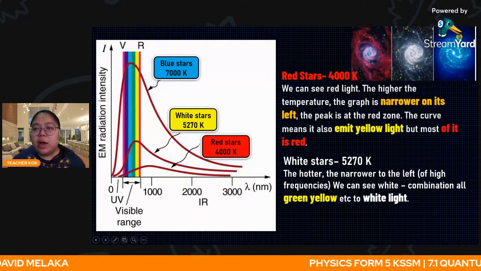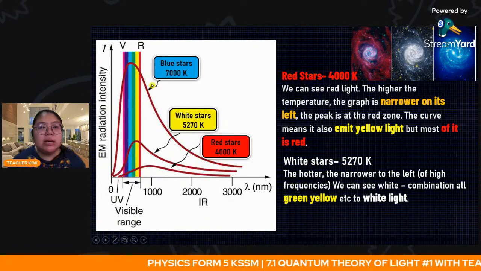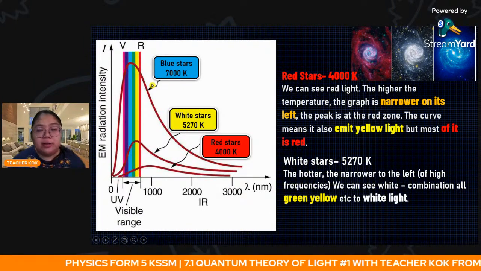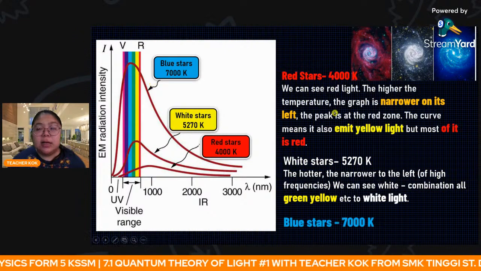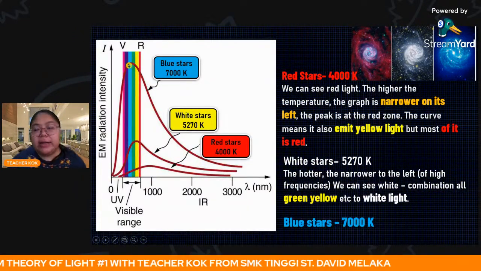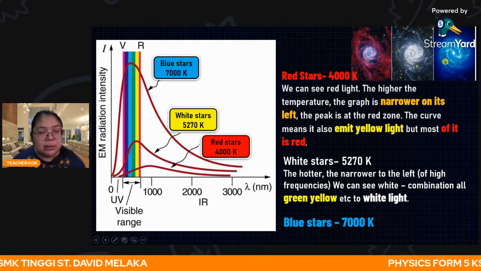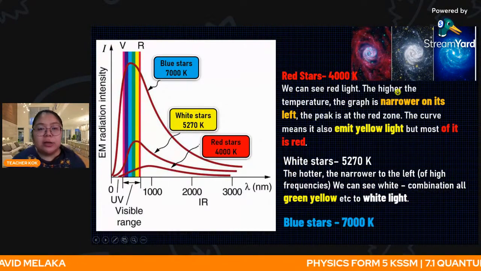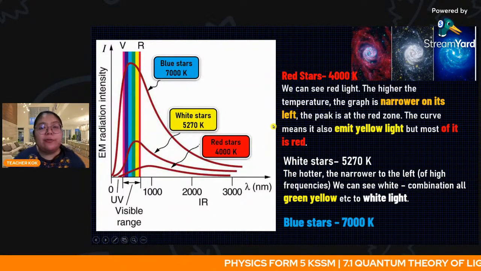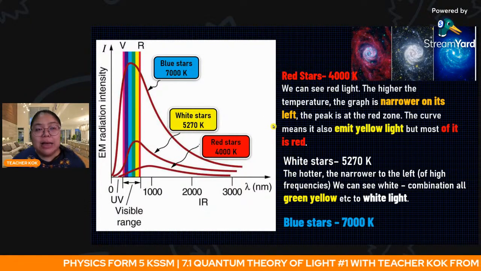Okay, and the last one is a blue star. For a blue star, you need to achieve 7,000 Kelvin. So this one is a blue star. It has the highest radiation intensity, and the frequency must be the highest. So we seldom see a blue star. Okay, so these 3 are examples of the black body for different colors absorbed.